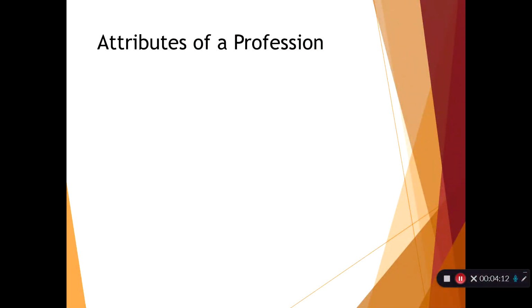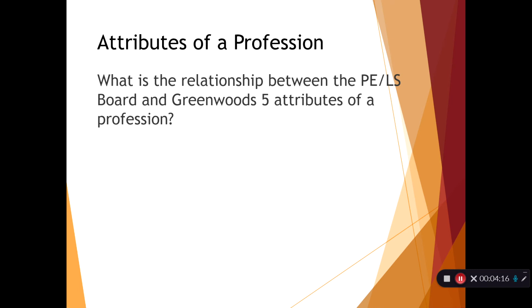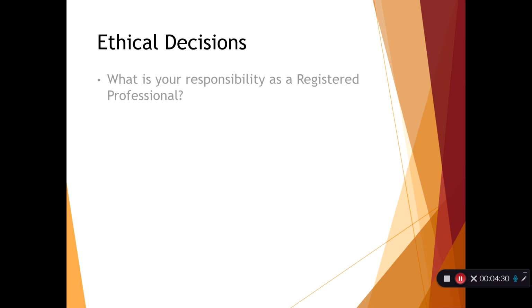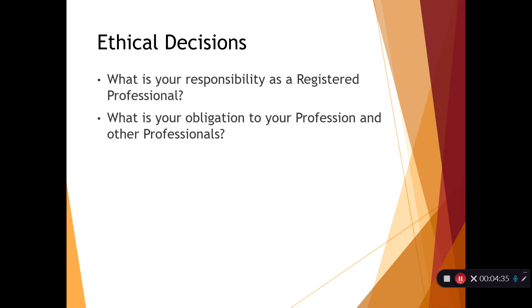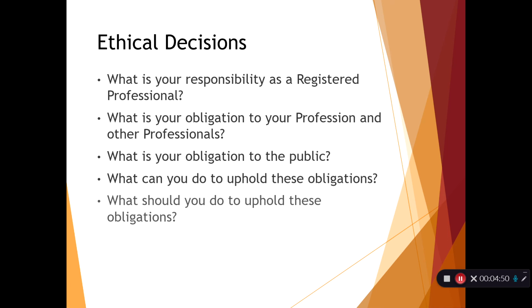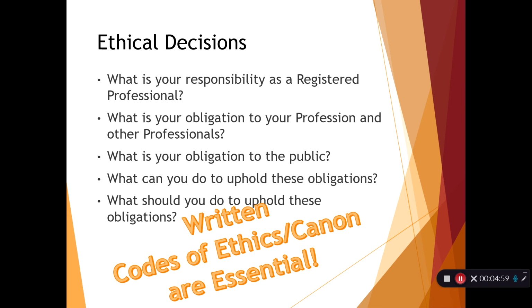So going back to our very first presentation in class, where we talked about the 5 attributes of a profession as defined by Greenwood, we talked about systematic theory, authority, community sanction, ethical codes, and culture. And key to this discussion is really the ethical codes. There's ethical decisions. What is your responsibility as a licensed engineer or registered engineer? What's your obligation? And how is that obligation presented to the public? Can you uphold these obligations within your area of responsibility? And what should you do to uphold these obligations? These are all so very important, and that's why having a written code of ethics or a canon is essential. It cannot be something that just relies on somebody's good morals because it varies from person to person. It has to be written, the laws are extensive, and then professional societies like ASCE have adopted canons.